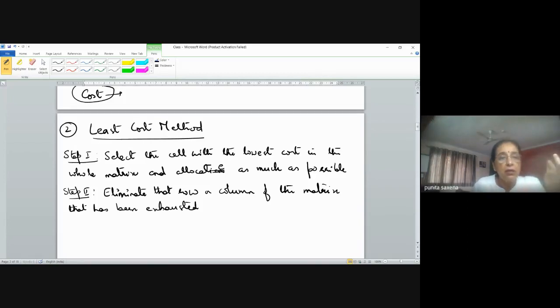Now, if either a row or a column is being exhausted or fulfilled, that's fine. We'll just eliminate that row or column. But what if both are exhausted? Like in the earlier case, when the supply and the demand were equal. In case both are exhausted, then we eliminate any one of them.